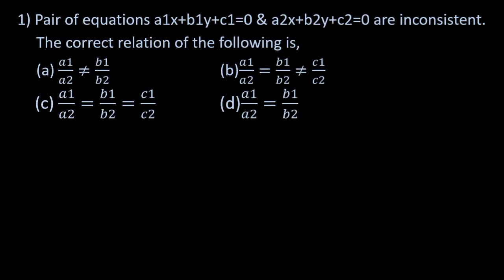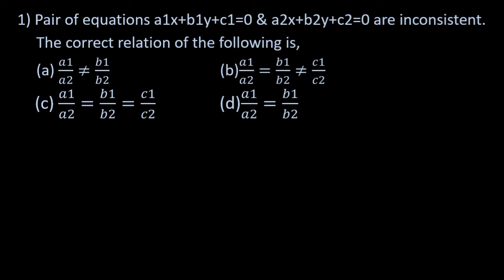First one: pair of equations a1x plus b1y plus c1 is equal to 0 and a2x plus b2y plus c2 is equal to 0 are inconsistent. The correct relation of the following is: options we have a1 by a2 is not equal to b1 by b2; a1 by a2 is equal to b1 by b2 is not equal to c1 by c2; a1 by a2 is equal to b1 by b2 is equal to c1 by c2; a1 by a2 is equal to b1 by b2. In this, totally 4 options, you can see first one, second one, third one.